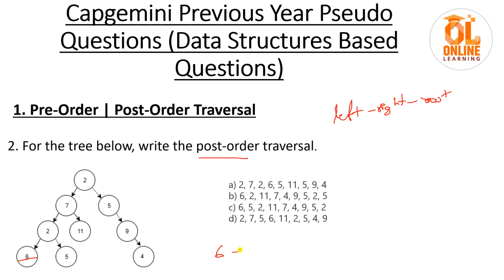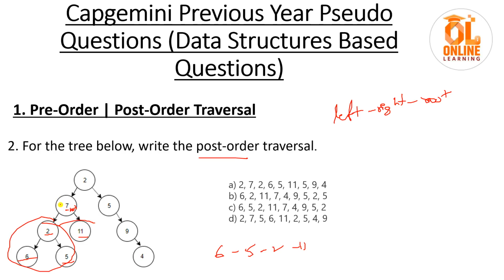6 will be traversed first, then the left, then the right part, that is 5 will be traversed. Left, right, root. So 2 will be traversed. This complete thing is traversed. So this is left for this root. So root's left part is done, right part 11 will be traversed. So left, right, and done.